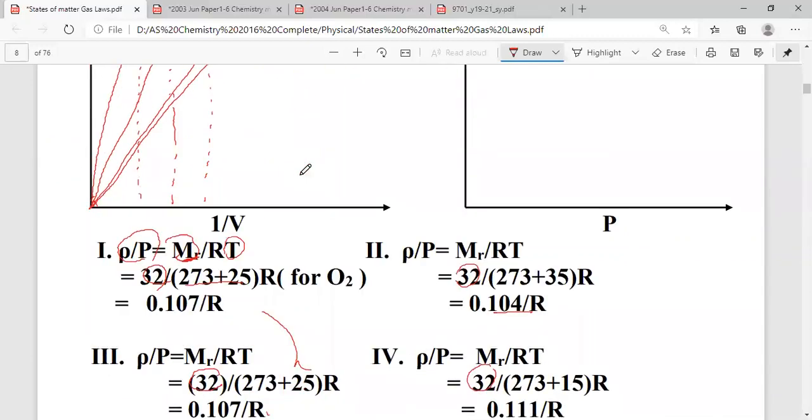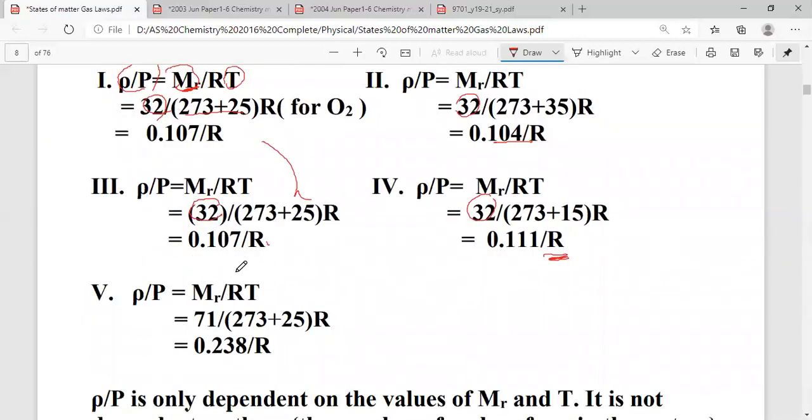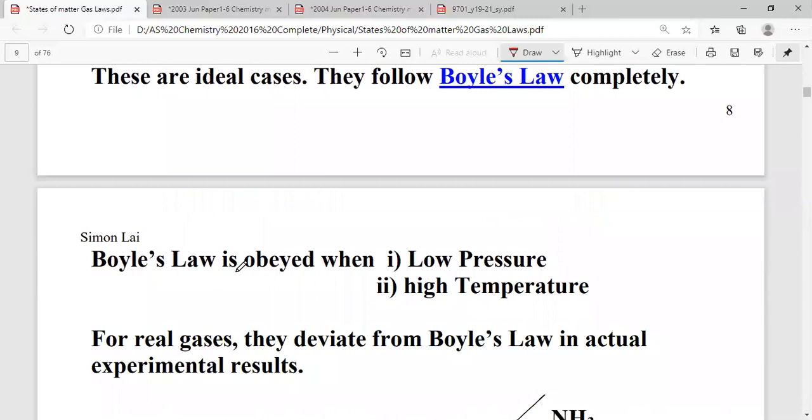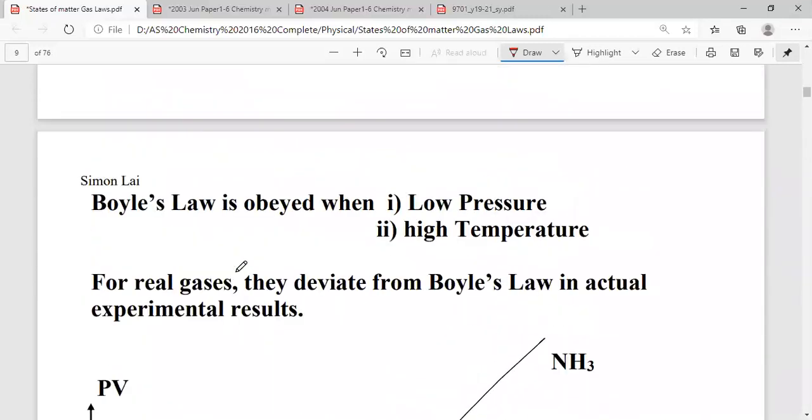For chlorine, the Mr is bigger. That's why it's not the same. Okay? Right? Now, before I go to this part here, with 10 more minutes, I want to show you how to do the calculations. I feel this is quite an interesting calculation. So that's our Boyle's Law.